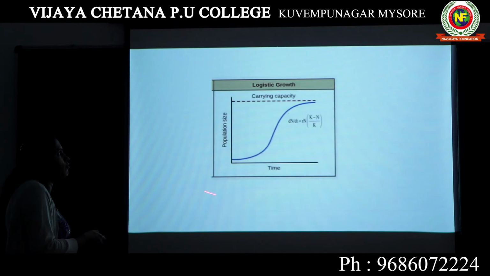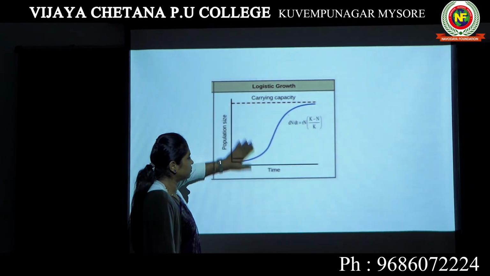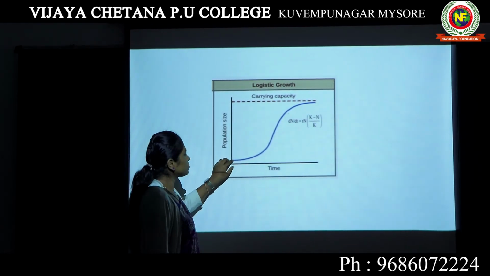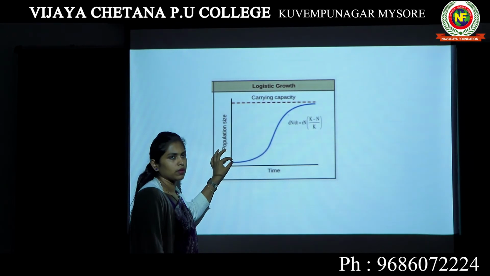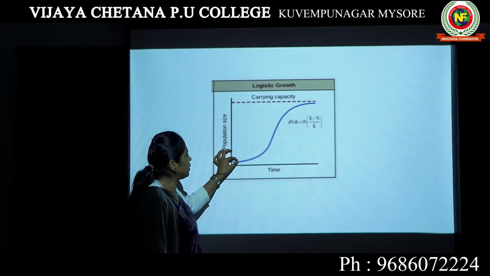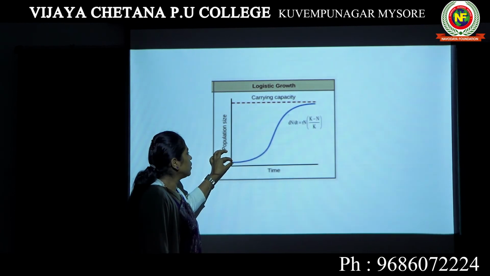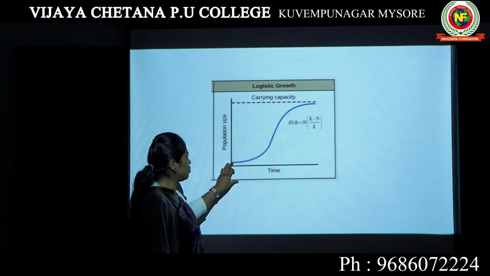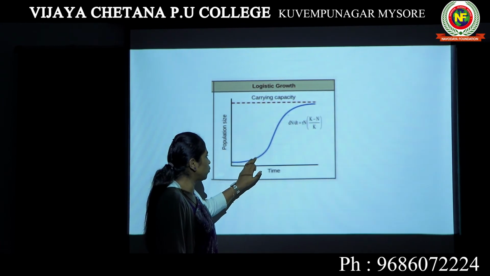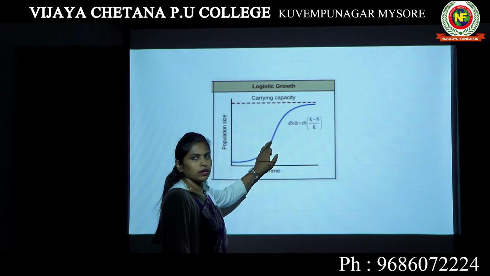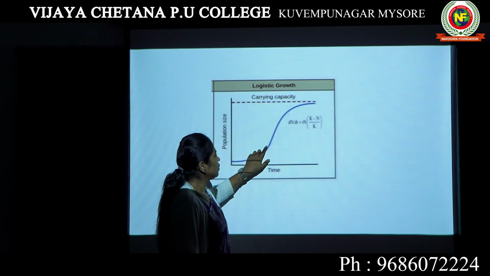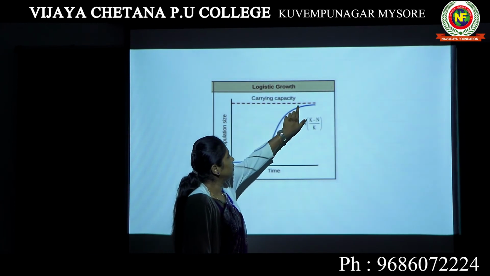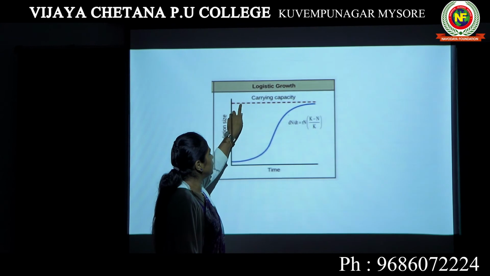Now, if you look into the graph for this logistic growth, you will see this is a sigmoid curve. This is the population size, this is time. Imagine you are growing bacteria, and you are giving a limited, particular amount of resource to the bacteria. The bacteria's initial number was this. It slowly starts growing. Ultimately, this is known as the carrying capacity.